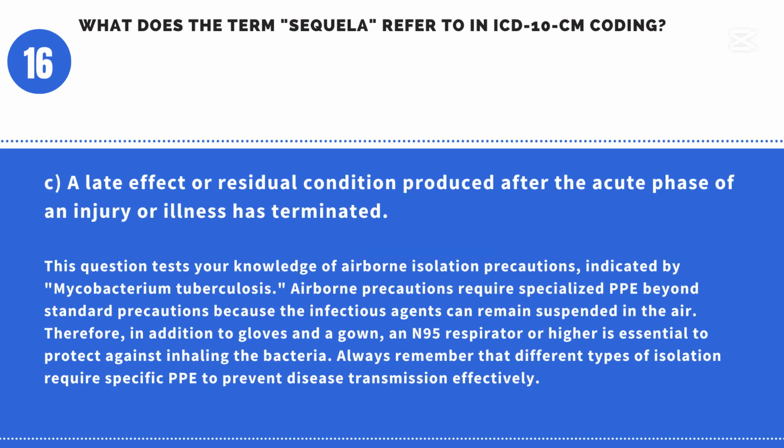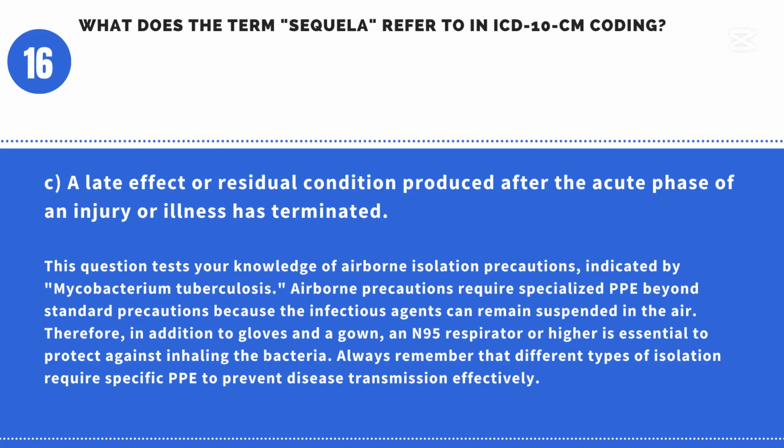Answer: C. A late effect or residual condition produced after the acute phase of an injury or illness has terminated. A sequela, also known as a late effect, is a condition that remains after the initial illness or injury has resolved. Coding a sequela requires two codes, one for the residual condition, the sequela, and one for the cause of the sequela. For example, paralysis resulting from a stroke is a sequela, requiring a code for the paralysis and a code indicating it was due to a stroke.